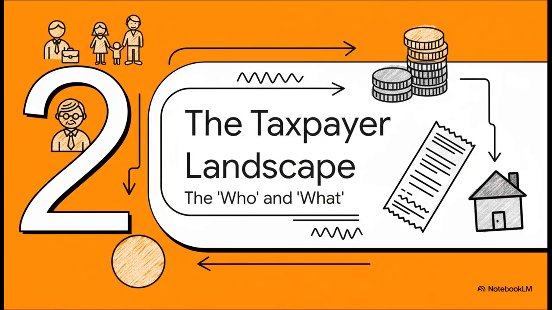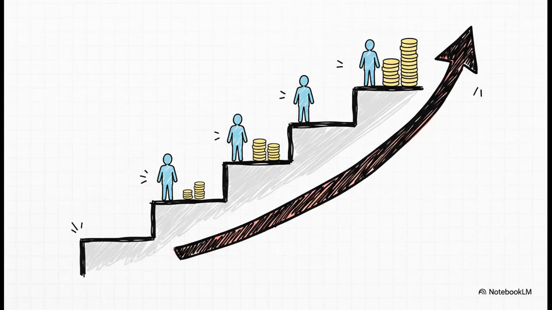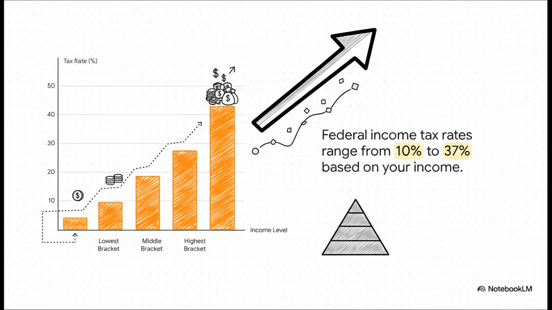Now that we've got the why down, let's figure out the who and the what. Specifically, who is paying these taxes and what kind of income is actually taxed. So this is a really crucial point. Not everybody pays the same rate. The U.S. system is what's called progressive, and the idea behind it is simple. The more money you make, the higher your tax rate becomes. The thinking is that people with higher incomes can afford to contribute a larger percentage. This chart shows that tiered system perfectly.